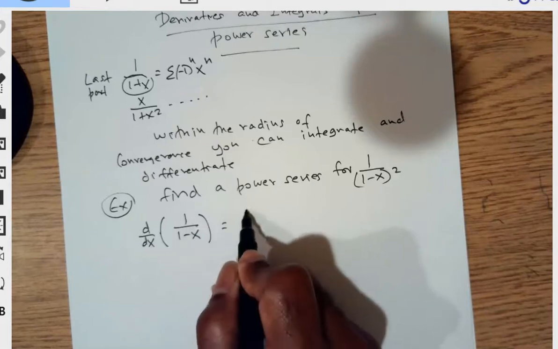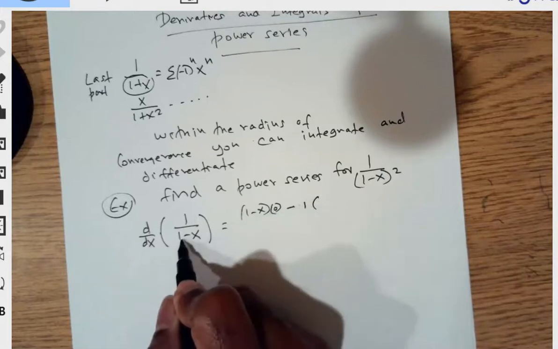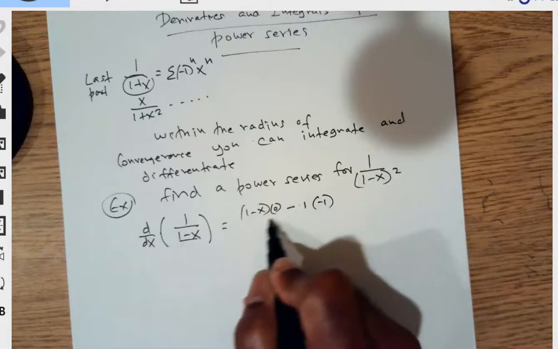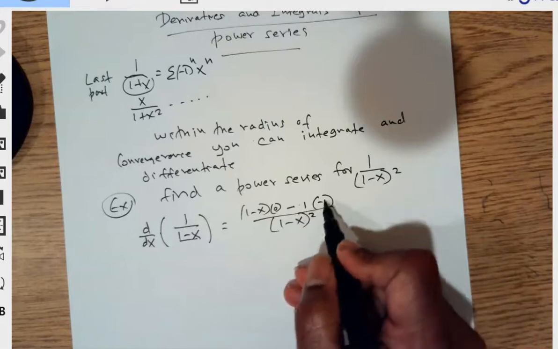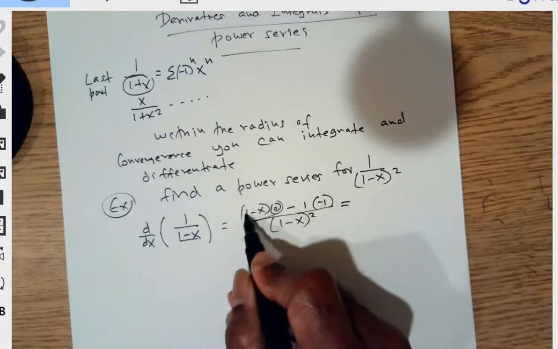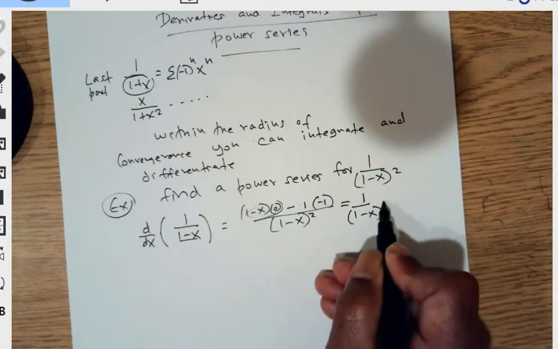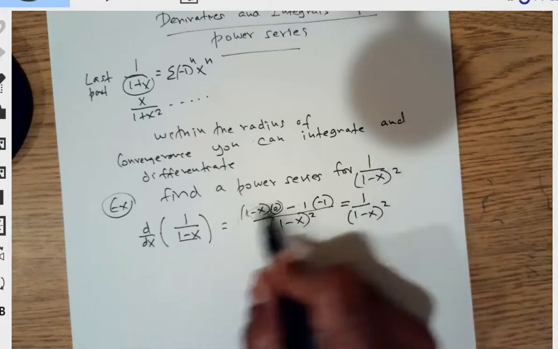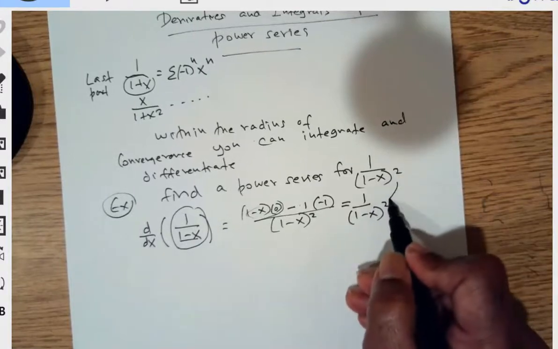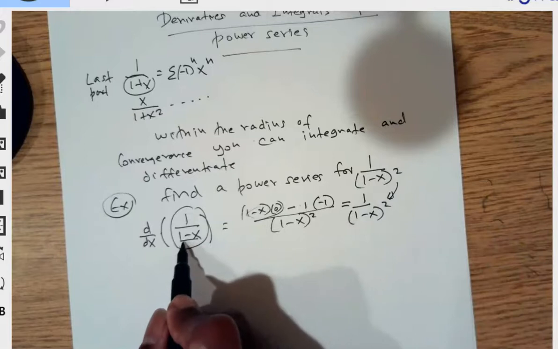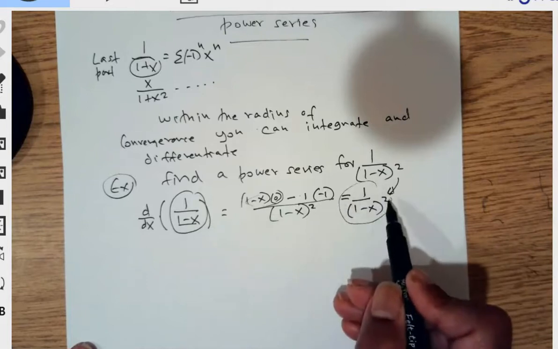We use the quotient rule. You get 1 minus x times the derivative of 1, which is 0, minus 1 times the derivative of this, which is negative 1, over 1 minus x squared, right? So you get negative negative 1. So this is 0 from here, and you get a negative of negative 1, which is positive 1 over 1 minus x squared. So really, this is the derivative of 1 over 1 minus x. So if we can find the power series for 1 over 1 minus x, and if we can differentiate, we should get this. So easy.